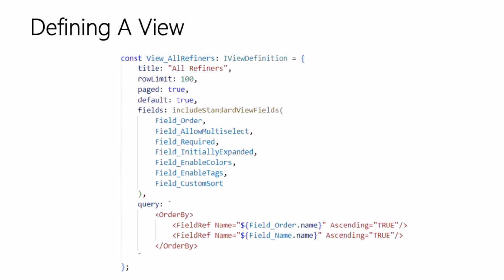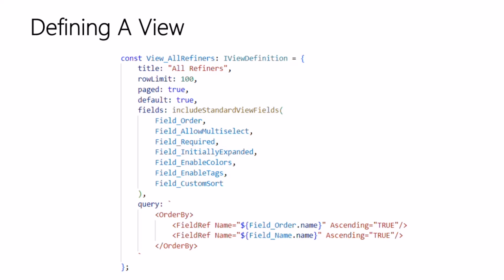All right, let's look at how we define a view. As you can see, it's similar to the other types of schema elements. We have an interface, IViewDefinition, which keeps everything type safe. We have standard options like giving your view a title, specifying how many rows to return, whether that limit is a hard limit or if it should return paged results, and whether or not this is the default view on the list.